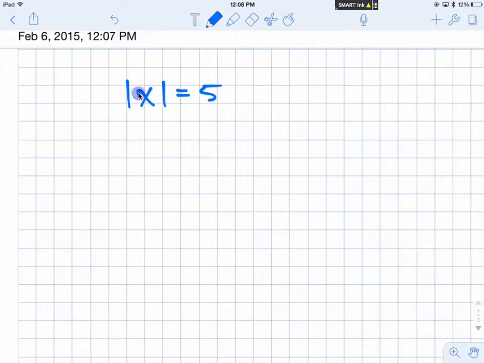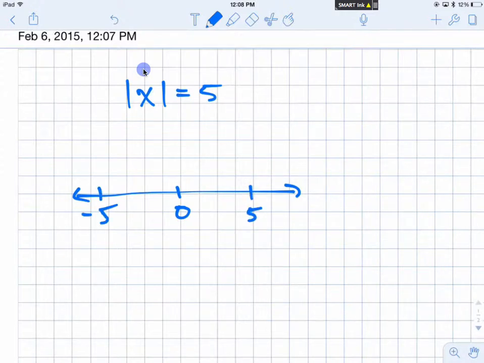But what this question is asking is, please find the numbers such that their distance from 0 on the real number line is exactly 5 units. Now, what numbers are that? Well, of course, 5 and negative 5. These two numbers are exactly 5 units away from 0 to the right and to the left.